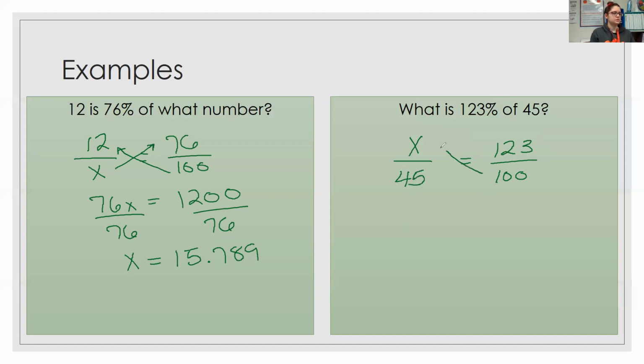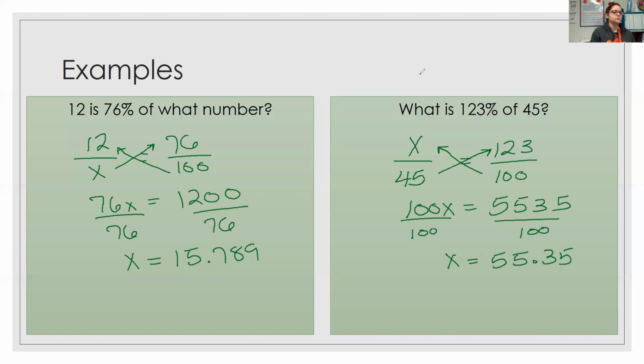Okay. We're going to cross multiply. So 100x equals 45 times 123, and that gives us 5,535. We divide by 100, divide by 100. So x equals 55.35. We can see here that when we are looking for a percentage larger than 100, our answer should end up larger than where we started. So yes, it's bigger, but we wanted it to increase.